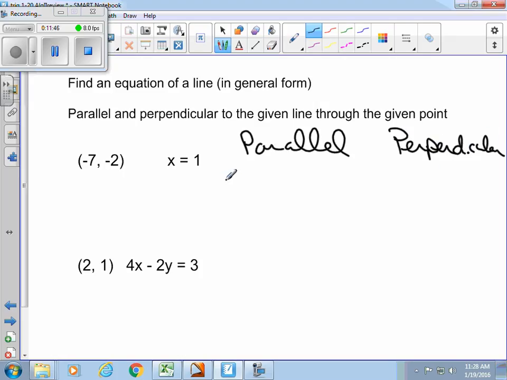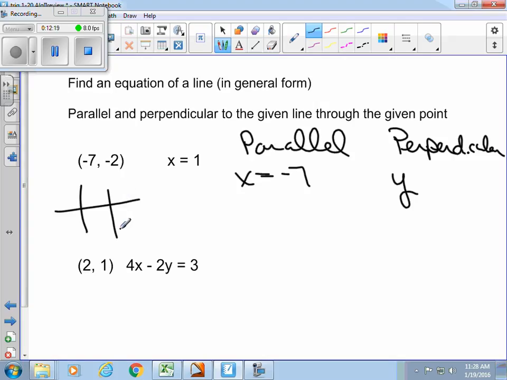Okay, so let's start with parallel. What kind of lines are parallel to x equals lines? Why? X equals lines. Vertical lines are parallel to other vertical lines. So x equals -7. And what about perpendicular? X equals 1/7. Why y equals?